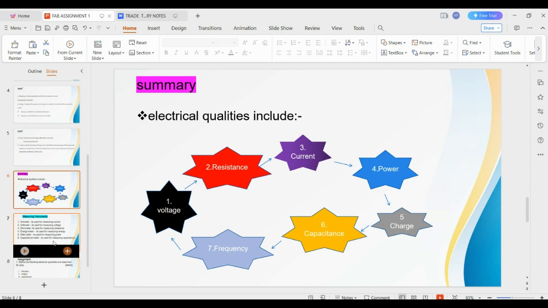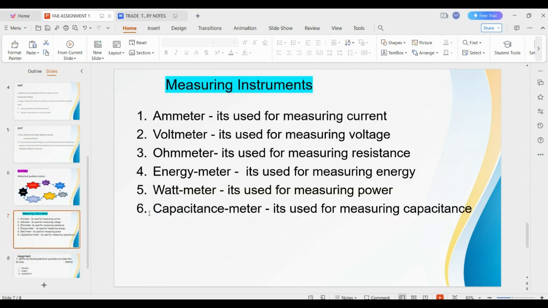Let's check on the second specific objective, that is measuring instruments. One of the measuring instruments that we have is the ammeter, and the ammeter is used for measuring current. The next measuring instrument is the voltmeter, and it is used for measuring voltage. We have the ohmmeter, it is used for measuring resistance.